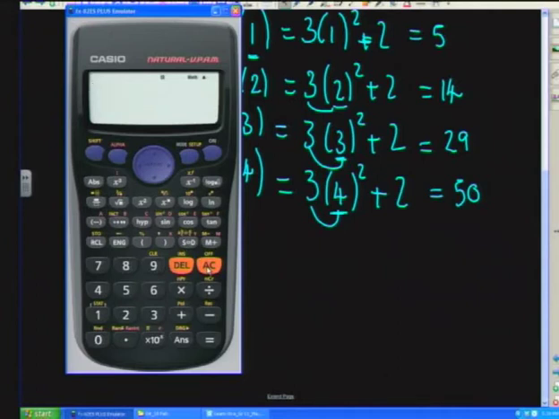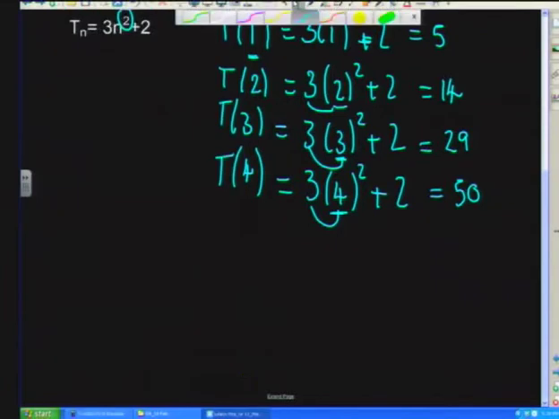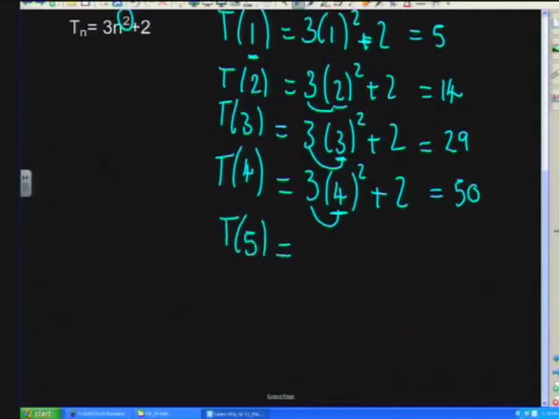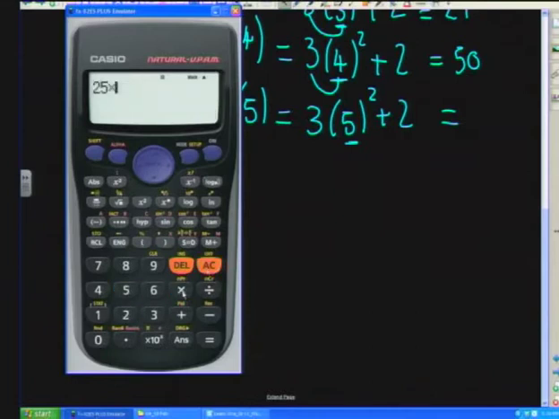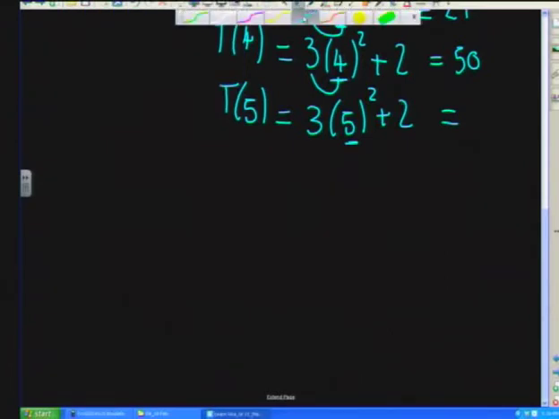So let's check term 3. We've got 3 times 9 plus 2. 29, yes, we are correct. And then 3 times 16 plus 2 is 50. As I say, absolutely nothing wrong with just double checking. Then term 5 is going to be 3 times 5 squared plus 2. 5 squared is 25. Once again, let's just check. It's going to be 25 times 3 plus 2, and that's going to give me 77.